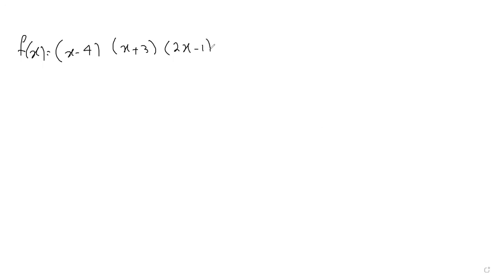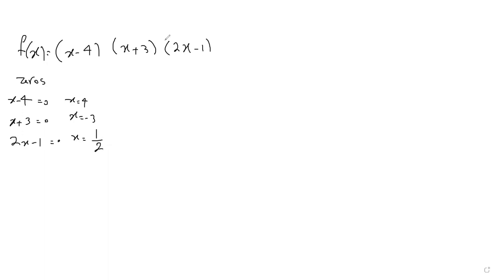First thing I do is find zeros. Find zeros means at what x my f of x is 0. So each bracket I set equal to 0. x minus 4 equal to 0, x plus 3 equal to 0, 2x minus 1 equal to 0. These are my zeros. From that, x equal to 4, x equal to negative 3, and here x equal to 1 over 2.